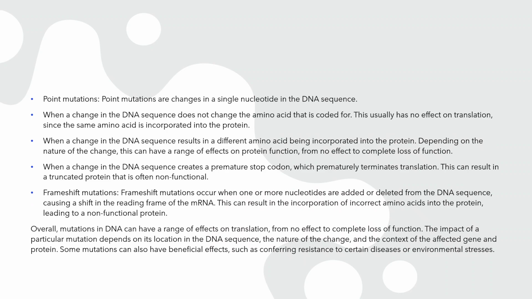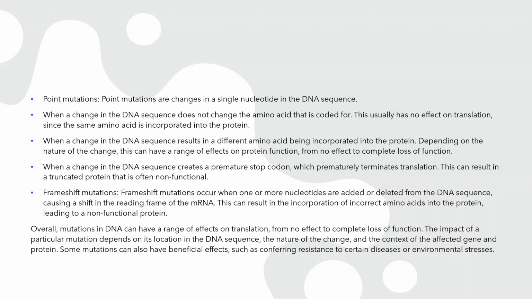Now, there are many different things that can go wrong during this process, called mutations, that will occur in DNA, and these mutations can take many different forms, such as point mutations that change a single nucleotide in the DNA sequence. One can occur when a change in the DNA sequence does not change the amino acid that is coded for, which will usually have no effect. Next is when a change in the DNA sequence results in a different amino acid being incorporated into the protein, and depending on the nature, it can have many different effects, to no effect at all.